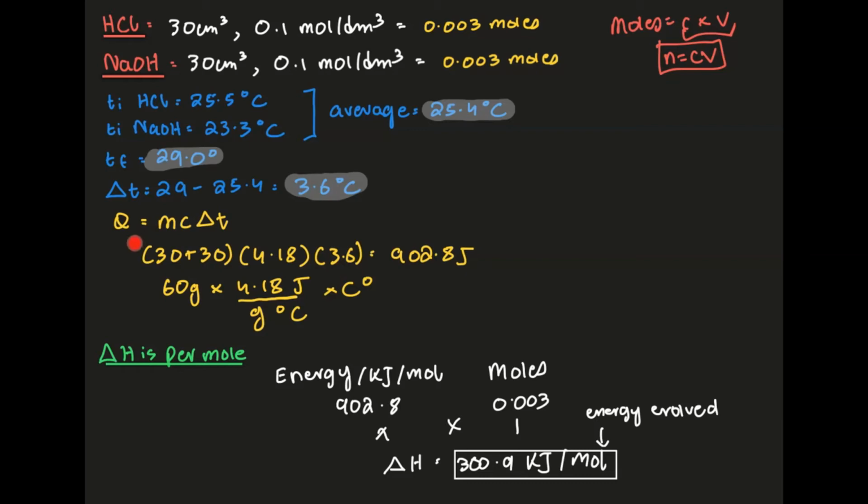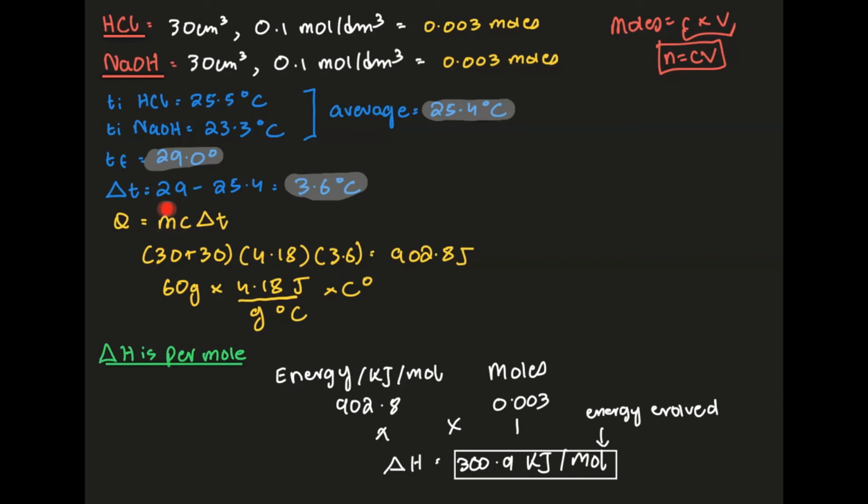The next thing that you're going to do is calculate the change in energy. The reason why we're carrying out this entire experiment in the first place is to find out delta H, which is the enthalpy change, right? So the formula is Q equals mc delta T. Now, Q basically refers to your energy.